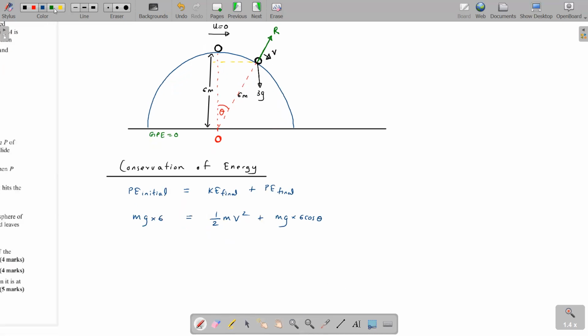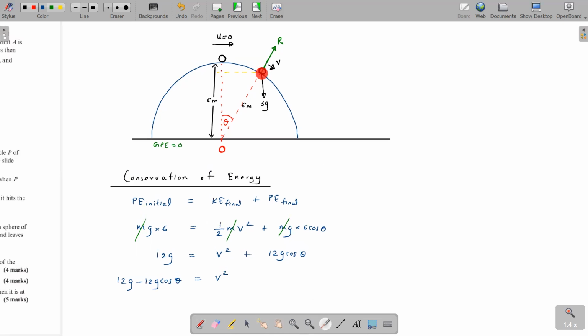All right. So we can cancel out the m, multiply everything by 2. So I get here 12g. When I multiply by 2, I get here v squared. This is going to be 12g cos theta. So I end up getting 12g minus 12g cos theta equals v squared. Okay, so this is the speed at this point when the angle has turned an angle. When the particle has turned through an angle theta, v squared is 12g minus 12g cos theta.